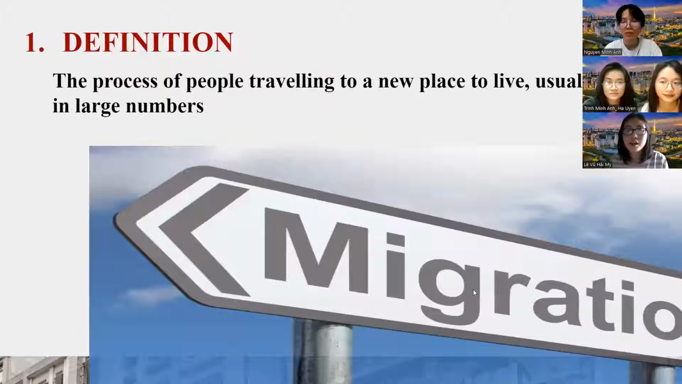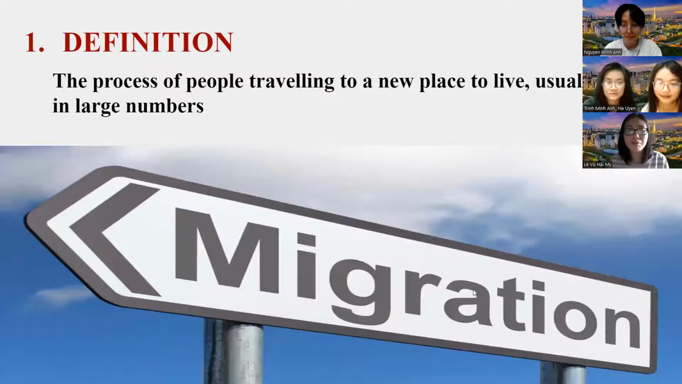To begin, I will talk about the definition of migration. This is the process of people traveling to a new place to live, usually in large numbers. And migration to the cities is the process of people moving from rural areas to urban areas.